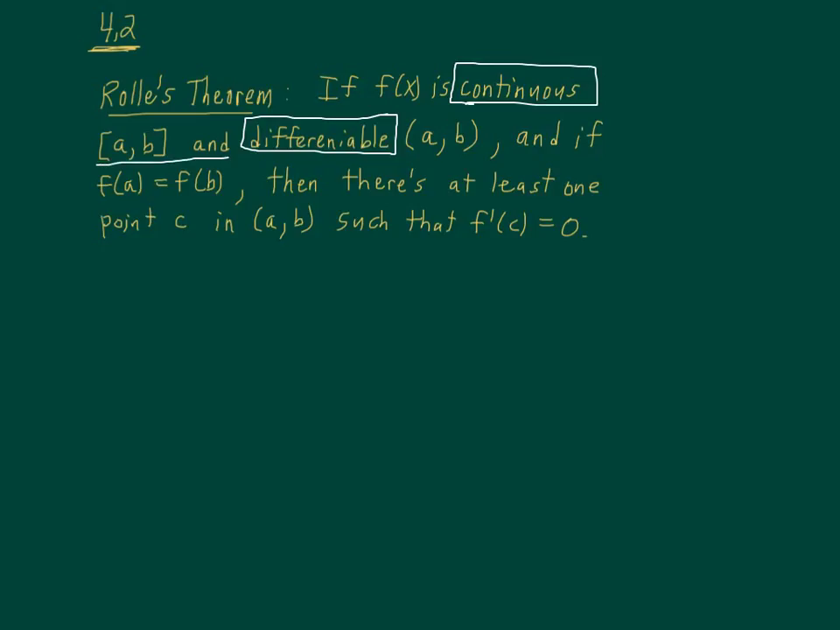And if we have this third condition where f of a equals f of b, all right, now that's referring to the y values being the same height. Then, if those three conditions are met, there is going to be at least one point somewhere in between our interval where the derivative is equal to 0. Now, if the derivative is equal to 0, that means we have a horizontal tangent line. So what might this look like?